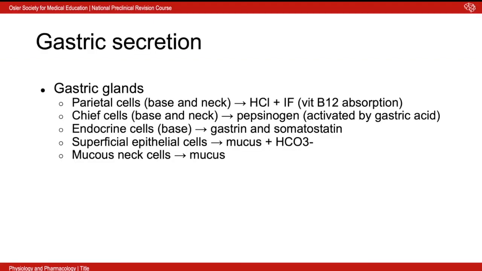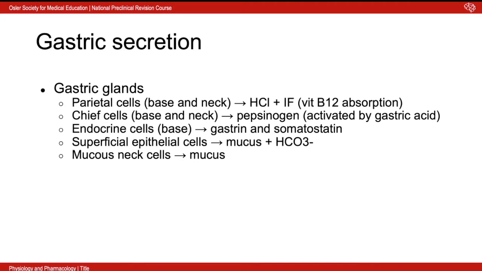So moving on to gastric secretion. Gastric secretion comes from gastric glands, and these glands are composed of a variety of different cell types. First you have the parietal cells, which are found at the base and the neck of the glands, and those produce hydrochloric acid and intrinsic factor, which is involved in vitamin B12 absorption. Then you have the chief cells, which are also found at the base and the neck of the glands, and those produce pepsinogen, which is activated by the gastric acid to form pepsin.